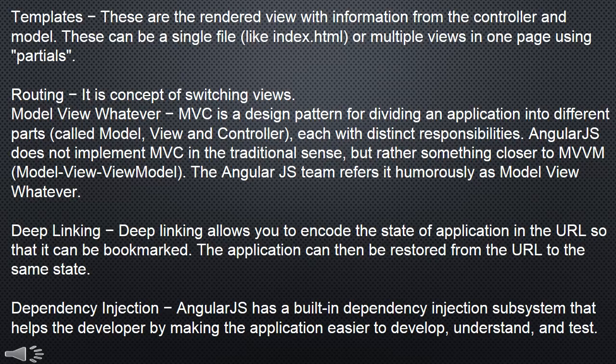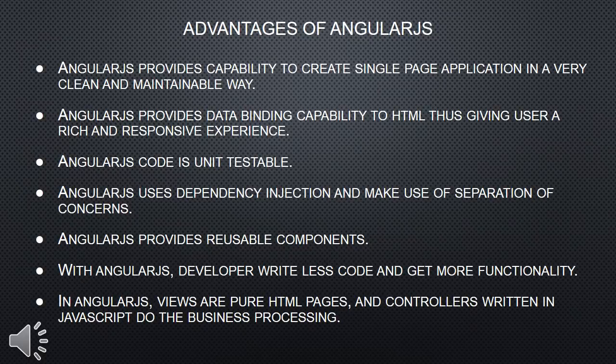Deep linking. Deep linking allows you to encode the state of the application in the URL so that it can be bookmarked. The application can then be restored from the URL to the same state. Dependency injection. AngularJS has a built-in dependency injection subsystem that helps the developer by making the application easier to develop, understand, and test.